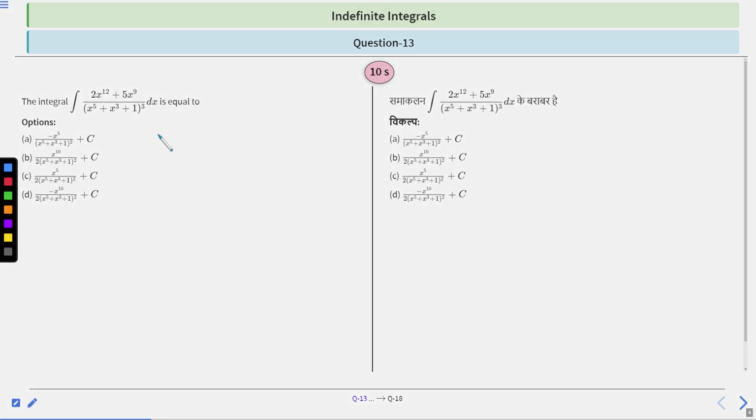So let's start with question number 13. It says the integral of 2x to the power 12 plus 5x to the power 9 upon x to the power 5 plus x cube plus 1 whole cube dx is equal to. We have to integrate this one. So the hint of this question is C.